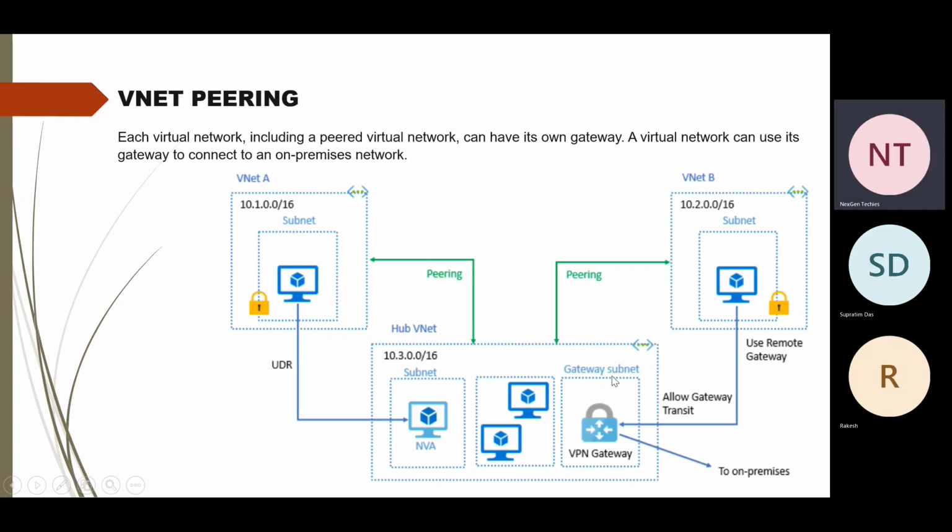Also, using the VPN gateway, each VNet has a VPN gateway, and using this VPN gateway you can do the peering. This VPN gateway is also used to connect or peer with your on-premise network. So there are a lot of things in networking.